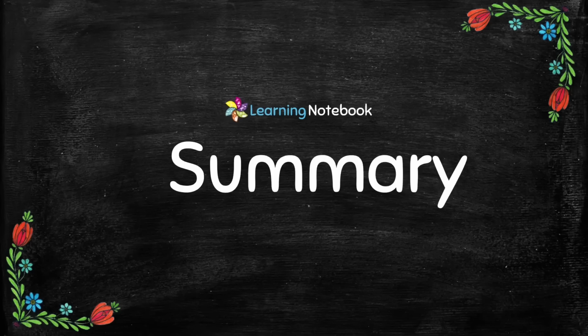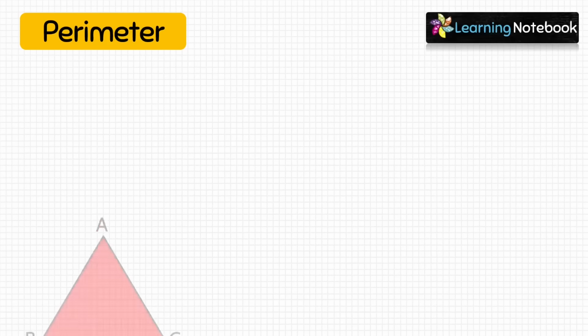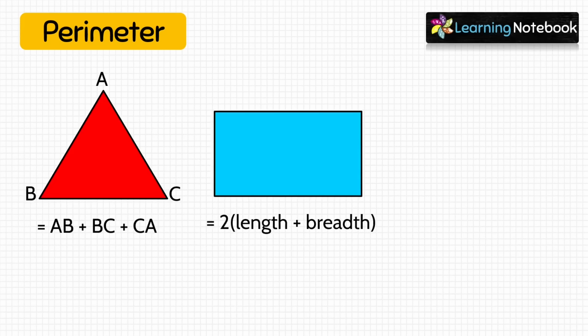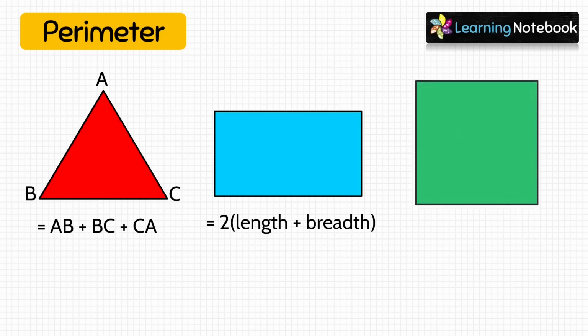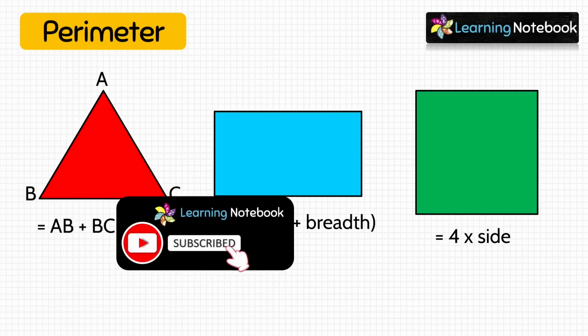Now let's summarize what we have learned so far. Perimeter of a triangle equals AB plus BC plus CA. Next, perimeter of a rectangle equals 2 into (length plus breadth), and perimeter of a square equals 4 into side.